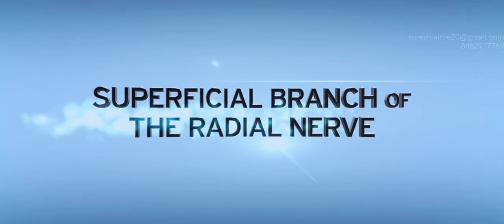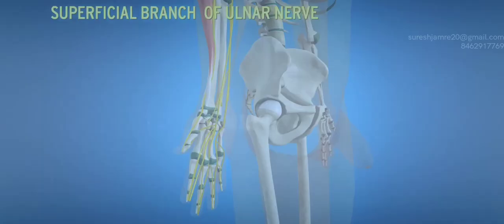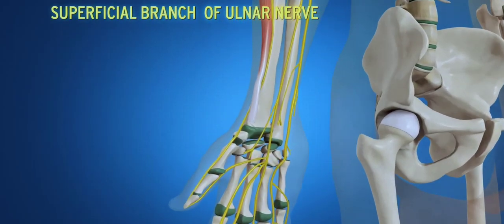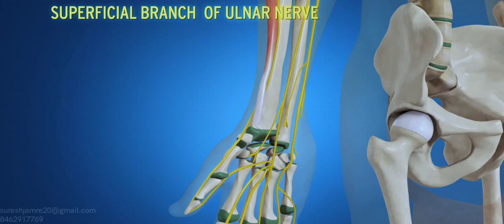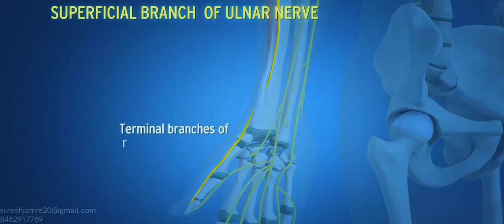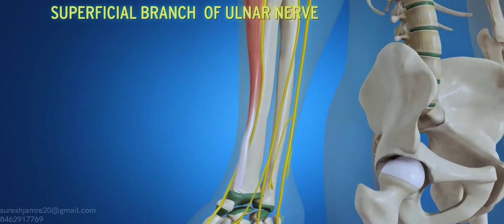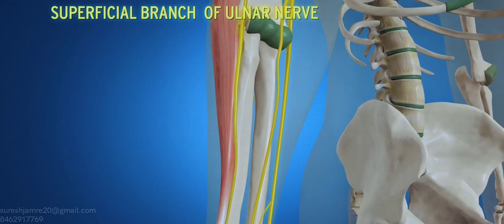Superficial branch of the radial nerve. Origin. The superficial branch of the radial nerve is one of the terminal branches of the radial nerve. Course. It passes along the front of the radial side of the forearm to supply its lower third.